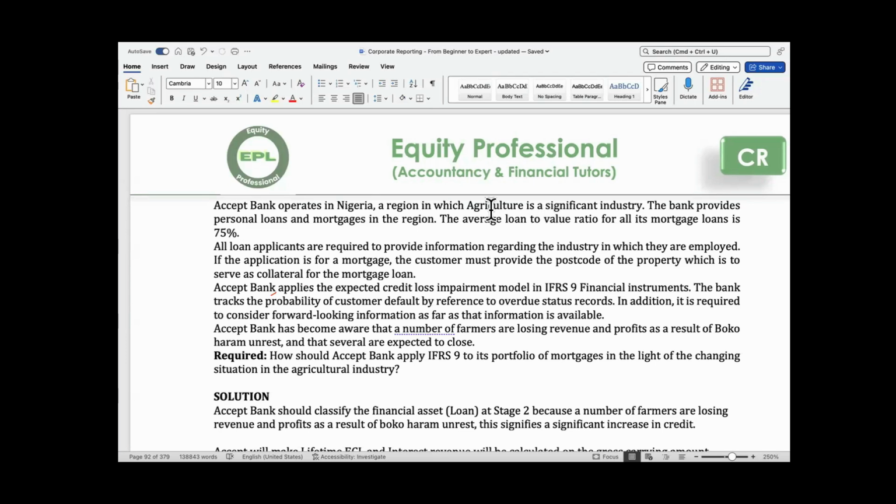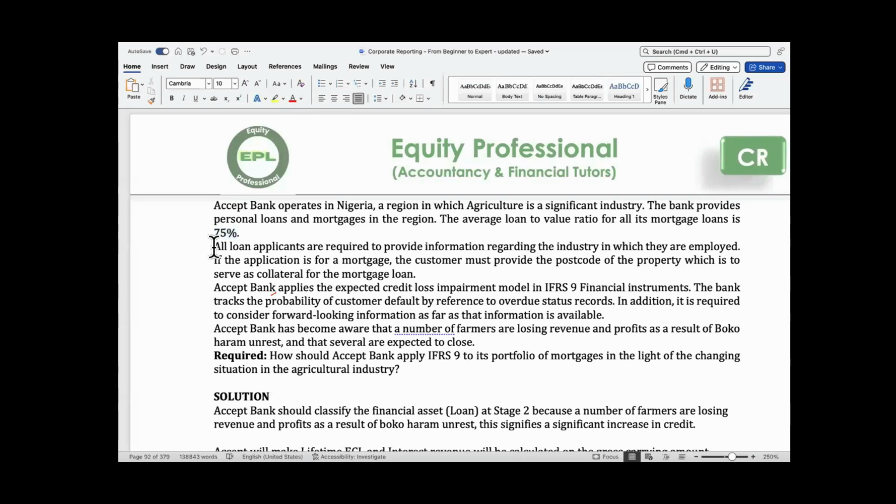So loan to value ratio is that you always put down a collateral when you want to borrow money. So we are saying that the loan amount is like 75% of the value. Meaning that if you are given 1 million, the property you are bringing should be more than that 1 million, in such a way that 1 million is just 75% of that property. So that's loan to value ratio. 75% is very good, but it doesn't really have impact here. It's just showing that this is a mortgage loan, and those properties have good values.